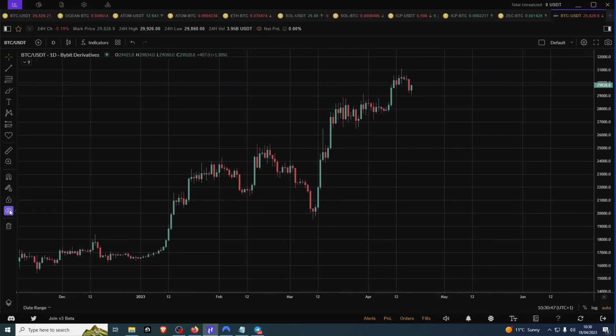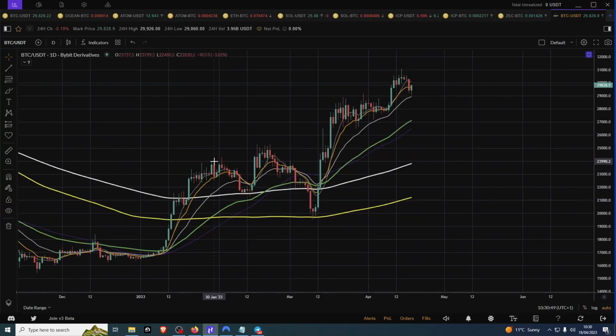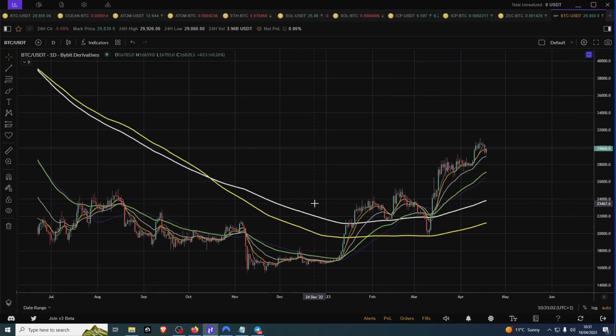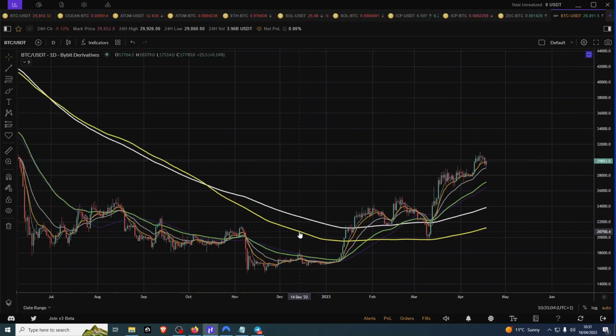But the reason you have the moving averages as well is because if you want to exit a trade at a resistance, you would do that. If you want to buy the dip on a support, you would do that. And the moving averages are giving us a good idea of where that's taking place from.